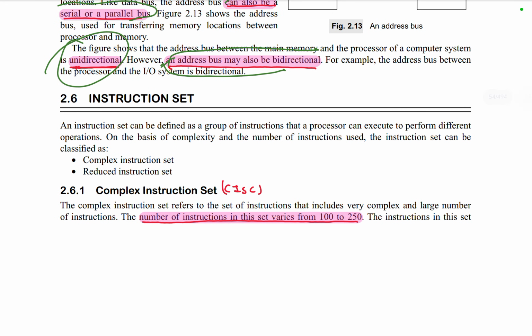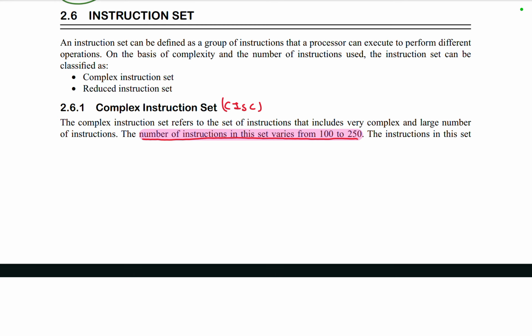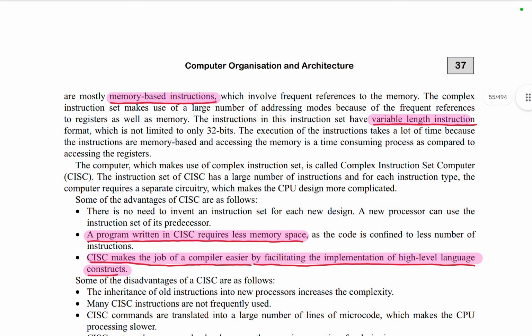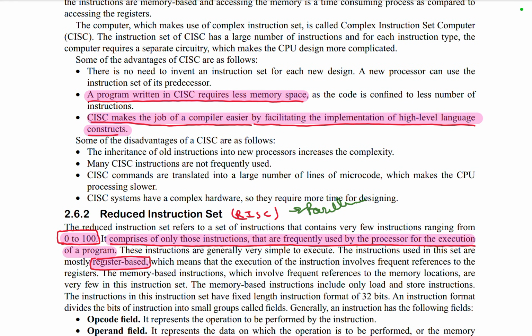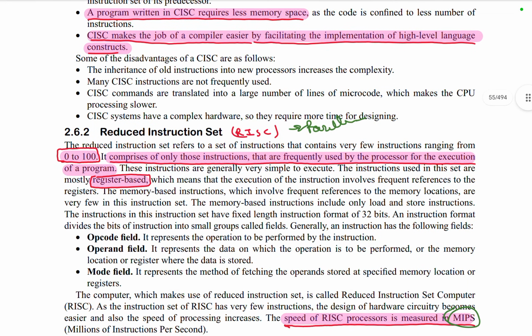Instruction sets: complex instruction set and reduced instruction set. Complex instruction set: the number of instructions in this set varies from 100 to 250. It has memory based instructions and variable length instructions. A program written in CISC, complex instruction set computer, requires less memory space. CISC makes the job of a compiler easier by facilitating the implementation of high-level language constructs.